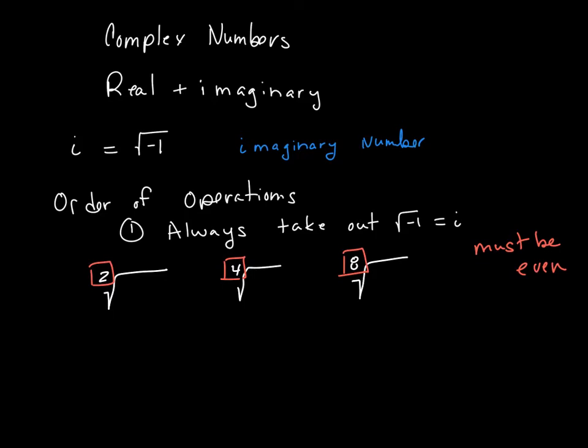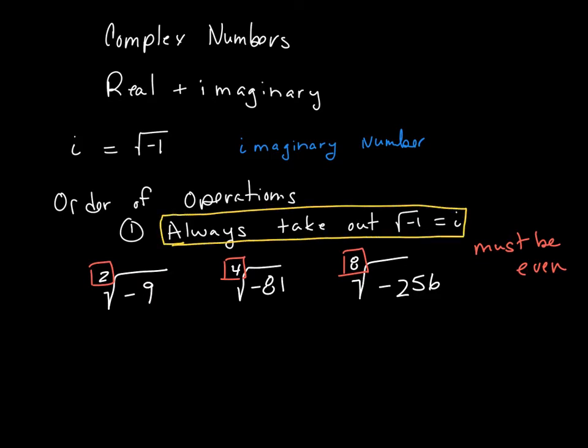So underneath here, if I have the square root of -9, the fourth root of -81, I'm not going to do the 1 to the 8th because, well, why not? The eighth root of -256. So the order of operations always takes out the imaginary number first.